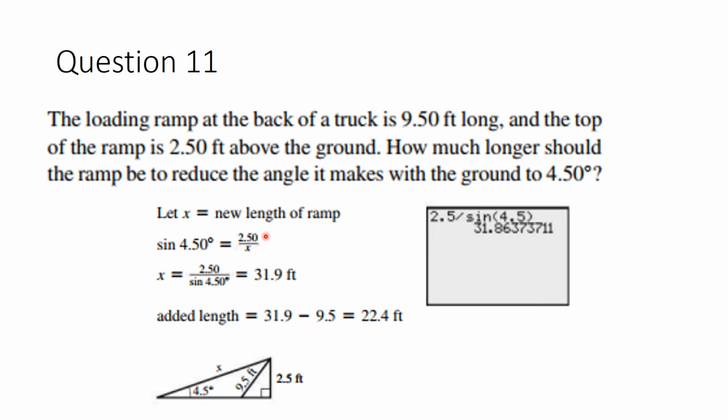So if you let x be the new length of the ramp, then the sine of 4.5 degrees is going to be the opposite over the hypotenuse. So we can solve for x, and we get x is 31.9 feet. Here's a calculated version of that. But that means how much did we add? Well, we subtracted from the original, and we had to add 22.4 feet.